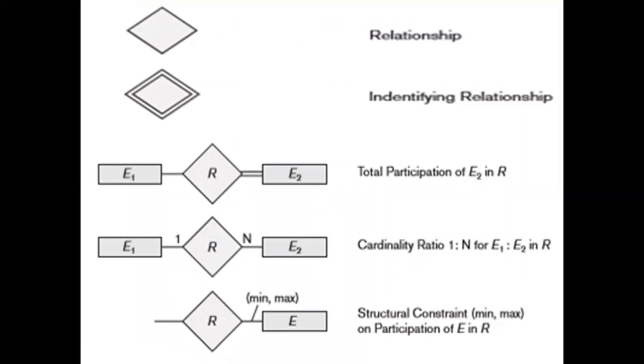So these are the symbols which we have to use in your diagram for relationship. I have already shown these symbols at the beginning. So relationship is a rhombus, and the identifying relationship, which is used to identify a weak entity type from a strong entity type, is a double line rhombus. Then total participation, here between R and E2, should be indicated with a double line. If it is partial participation, here between E1 and R, it is a single line. Cardinality constraints have to be placed towards each entity type.